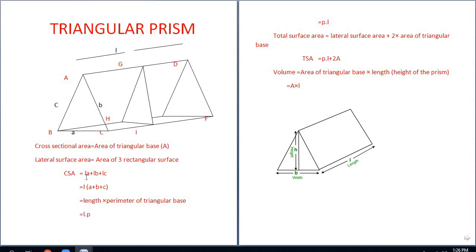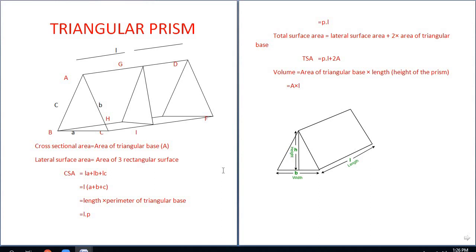That means L into A, this is the length L, AD is the length, L into A plus L into B plus L into C. We get the formula length into perimeter of the triangular base. That means perimeter into length is the formula to calculate the curved surface area or lateral surface area of a triangular prism. Now, let us move to total surface area.